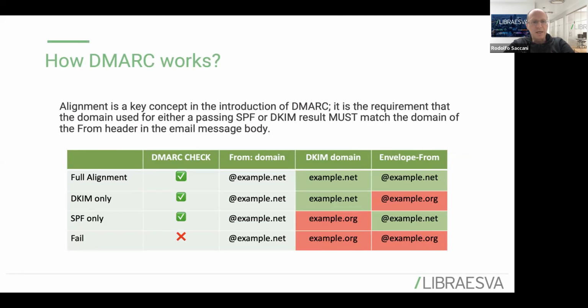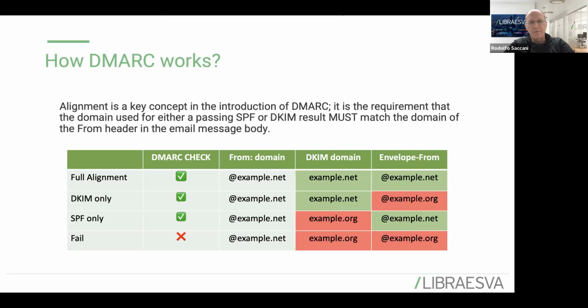Third example, SPF only. So we have, again, example.net in the header from. We have a DKIM signature, but on a different domain, so it's not aligned. We have SPF validation on the same domain, so it's aligned. So this is also a valid email for DMARC.